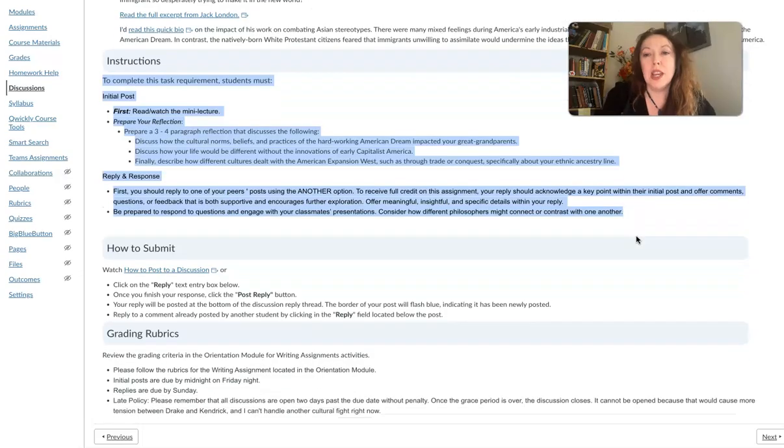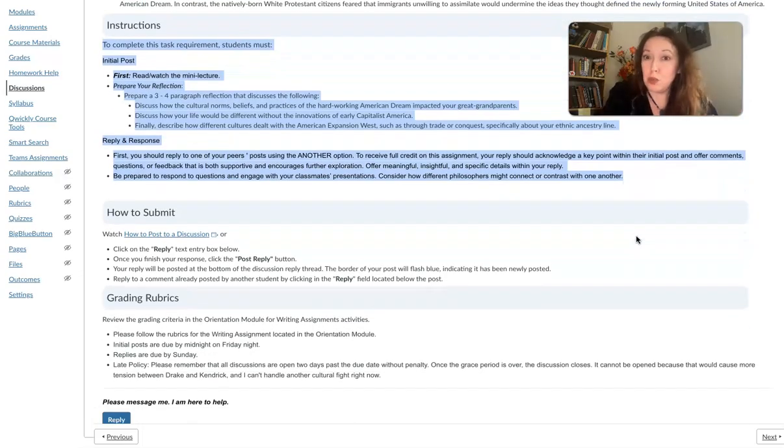And then for your instructions, this is a research one, so this is going to be writing intensive, so make sure you use the rubrics so you make sure you hit all the points. For this one, you're going to focus on your ancestral line. I want you to write 3 or 4 paragraphs using that expanded format I talked about in the orientation module. You need to discuss how these cultural norms, beliefs, and practices of the hardworking American dream impacted your great-grandparents.